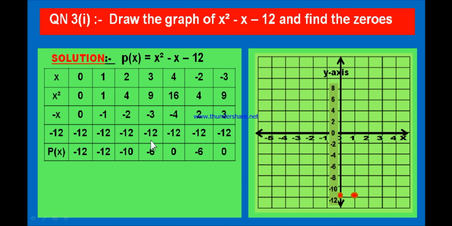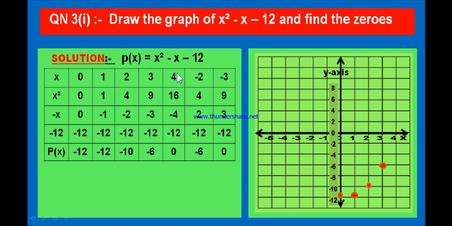Third point is 2, minus 10. x is equal to 2. On this line, x is always equal to 2. And y is equal to minus 10. This is the line on which y is equal to minus 10. Now this is y is equal to minus 10, this is x is equal to 2, and these two are meeting here. Therefore, the coordinates of this point are 2, minus 10. And next point, 3, minus 6, x is equal to 3 and y is equal to minus 6. Here is the point 3, minus 6.